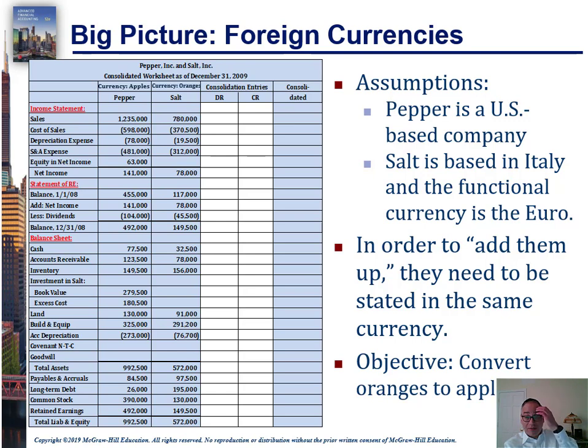It tells you on the side, Pepper is in dollars and Salt is in euros. You can't just consolidate them as is because Salt is in euros. And you can't just add dollars and euros together as if they're the same thing. They're apples and oranges. So therefore, we're going to need a way to convert Salt over from euros into US dollars.